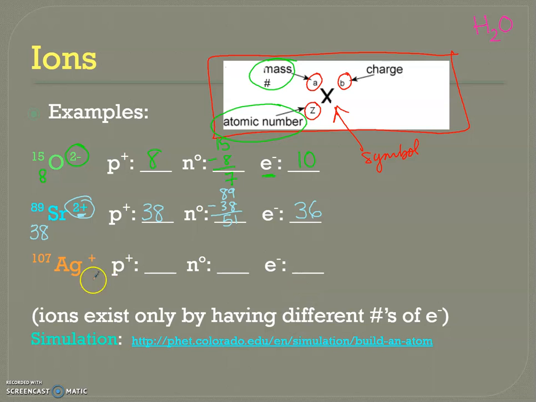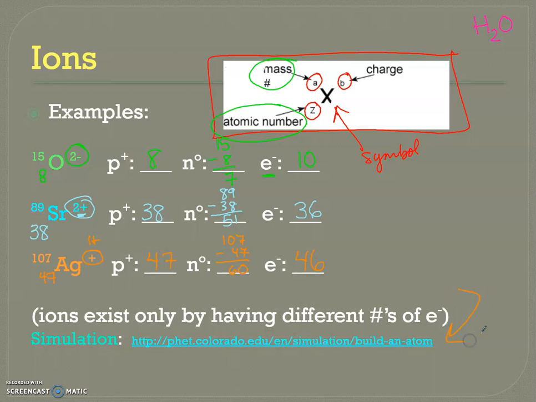And then lastly, we have silver here. Silver is in the middle of our periodic table. Silver is number 47, so that means we have 47 protons. If we subtract our atomic number from our mass number, we're going to see that we have 60 neutrons. And if it is a plus, that means 1 plus, so I'm going to have 1 less electron than protons, which gives me 46.